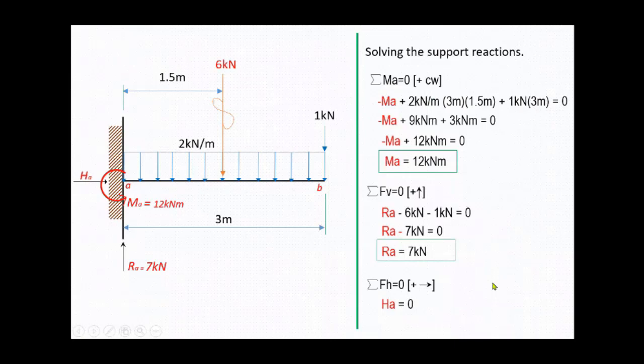You have to keep in mind that you can also assume a different direction. Just like here in summation of forces vertical equals 0, positive upward, if you assume R sub A is downward, your equation should be negative R sub A minus 6 kilonewton minus 1 kilonewton equals 0. Then R sub A should be negative 7 kilonewton. If your resulting answer is negative, the direction of your assumption is wrong, so you should correct it into positive. Therefore, R sub A equals positive 7 kilonewton upward. You can also do that in the summation of moment at A equals 0 if you assume M sub A is clockwise. Therefore, it should be plus M sub A.